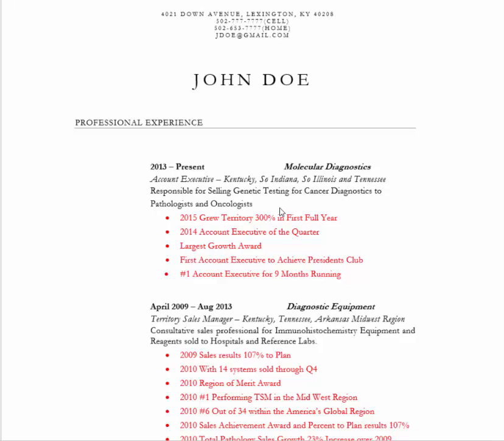So this is perfect. Account executive shows the territory: Kentucky, Southern Indiana, Southern Illinois, and Tennessee. Here, responsible for selling genetic testing for cancer diagnostics to pathologists and oncologists. So basically, this says, hey, this is what the person's doing. They're selling genetic testing and cancer diagnostics to pathologists and oncologists. So this person has relationships with pathologists and oncologists.